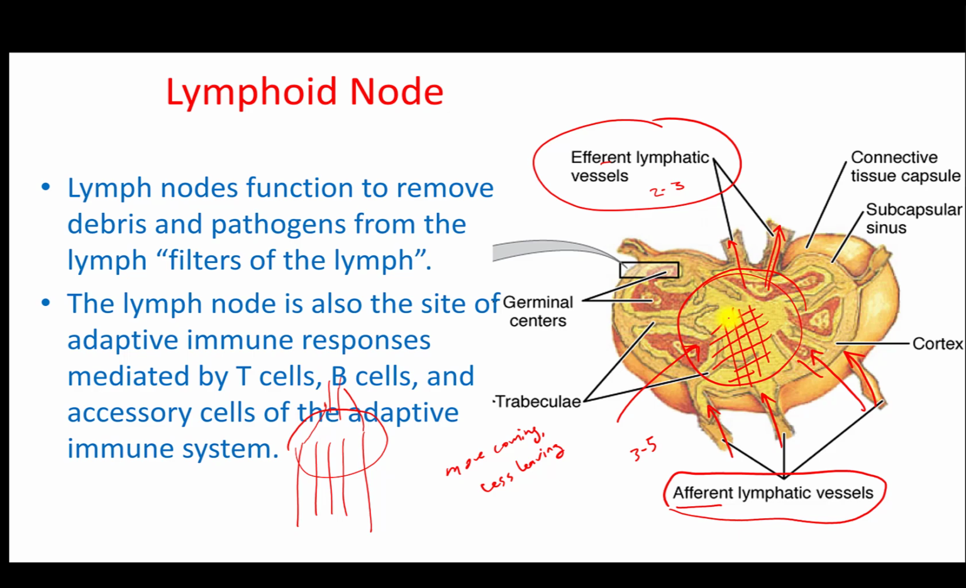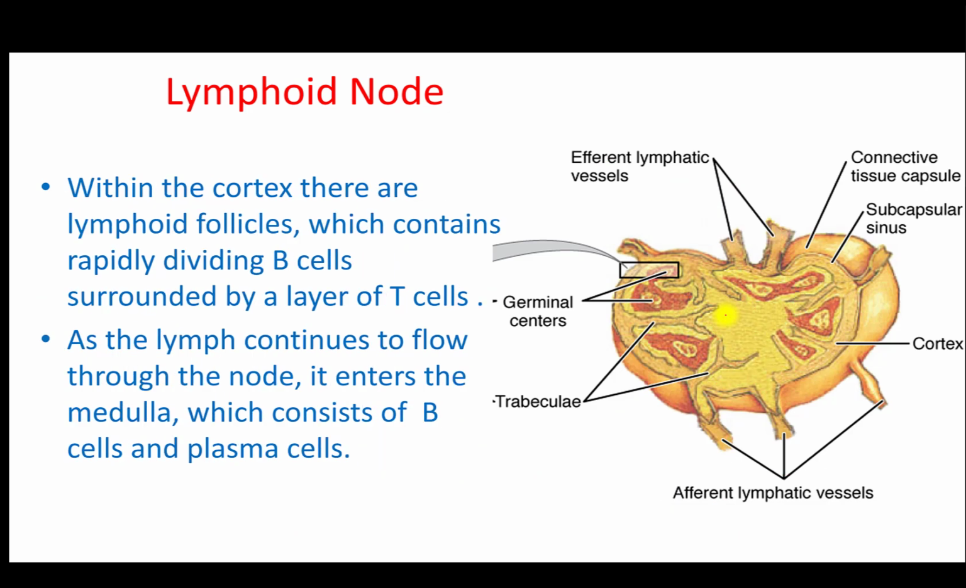Why do we need to slow it down? Because again, the T cells and B cells need some time to examine the antigens. So that is all about the lymph nodes. Those are the most important ones. And basically that is maybe the most important thing I want you to understand from this chapter, which is the structure of the lymph node.